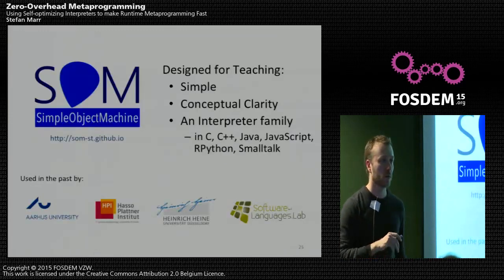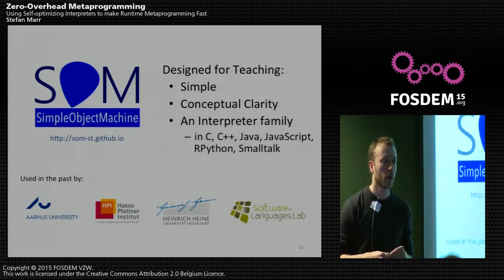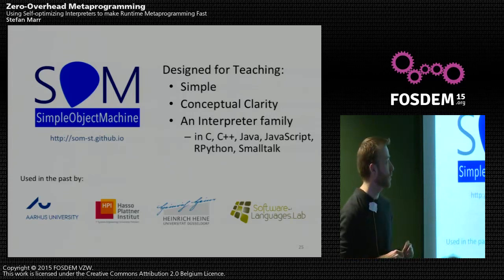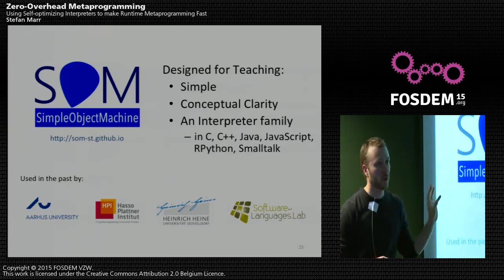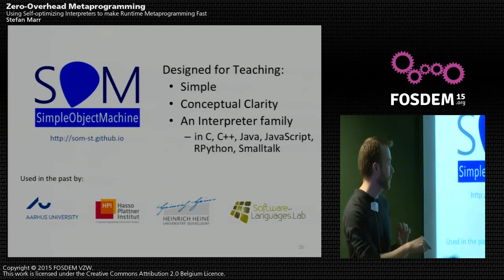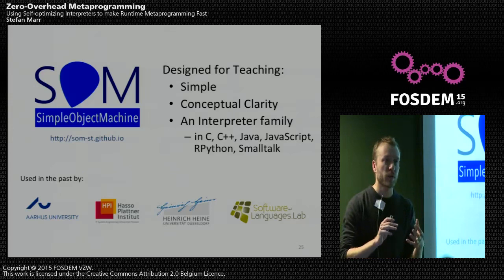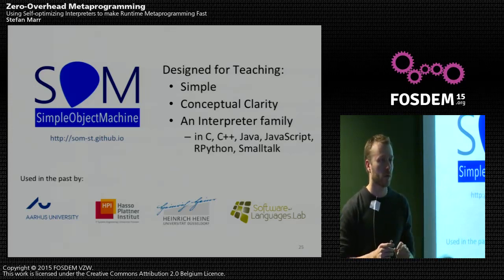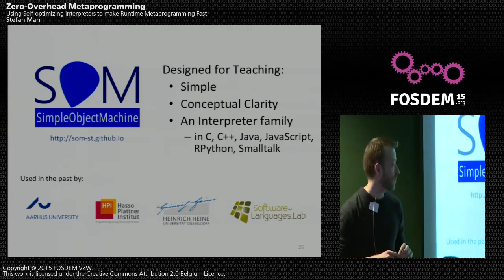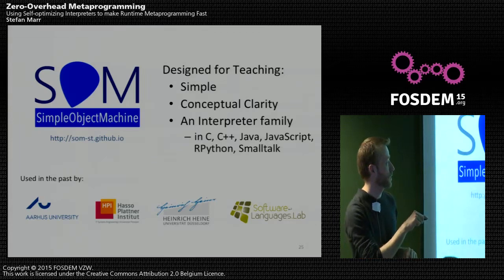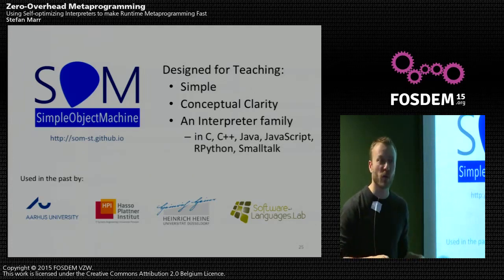What I used for that is not the Smalltalk you probably know. It's not Squeak, it's not Pharo. It's something way simpler, because it's much easier for me to experiment with. It's called the Simple Object Machine. It's a little Smalltalk, not exactly in the Smalltalk-80 tradition, much simpler, and it has been used in a couple of universities in the past. It's designed for teaching, so the concepts are more clearly expressed. Performance was usually not a goal until I picked it up and got it almost to Java-level speed. There are a couple of implementations in C, C++, Java, JavaScript, R, Python, and of course in Smalltalk.